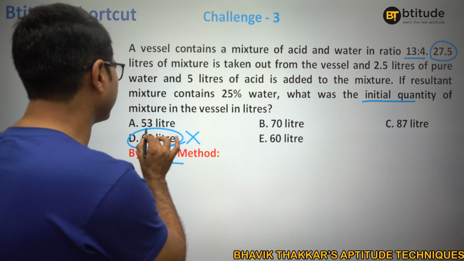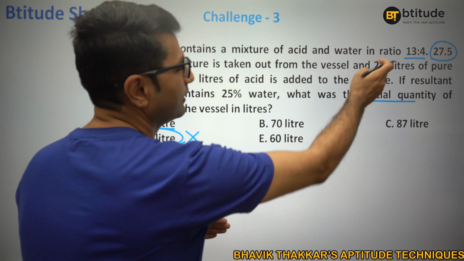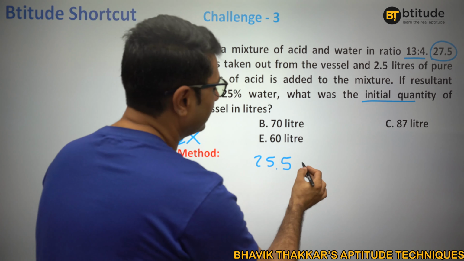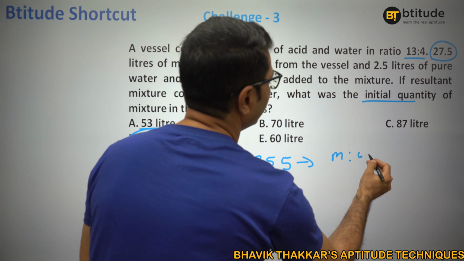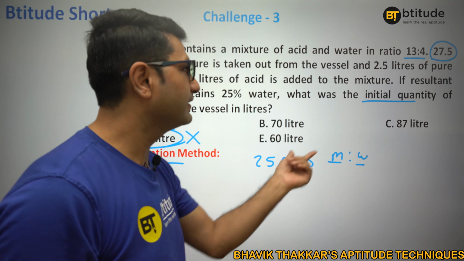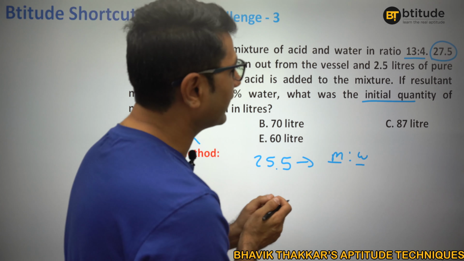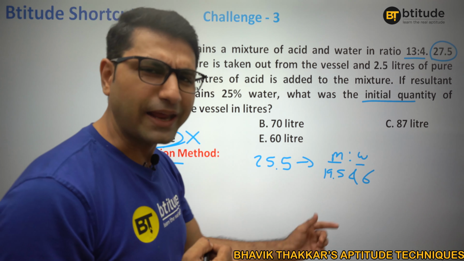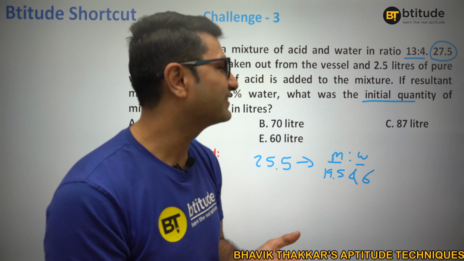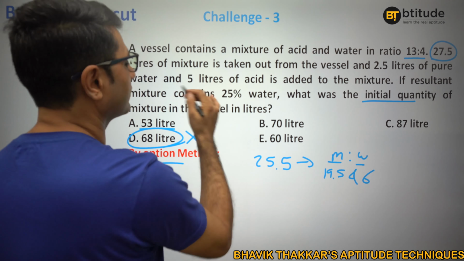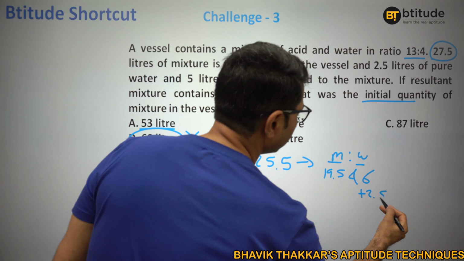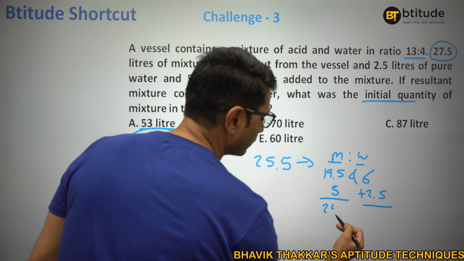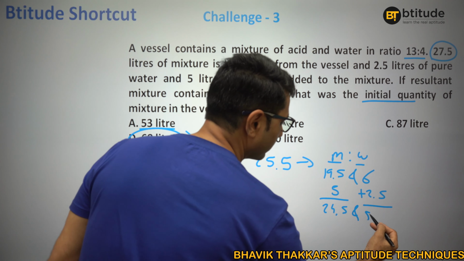For example, if I am going with 53 liters, I would say if 53 liters was there, this is already taken, that means 25.5 liters is remaining now. And in that, milk and water are in the ratio of 13:4. So divide these into 13:4, you will get 19.5 and 6, right? You will get this if you are good with your basic calculations. And then you will think, now I am adding 2.5 liters of water, so plus 2.5 and 5 liters of milk. So now it is becoming 24.5 and 8.5.